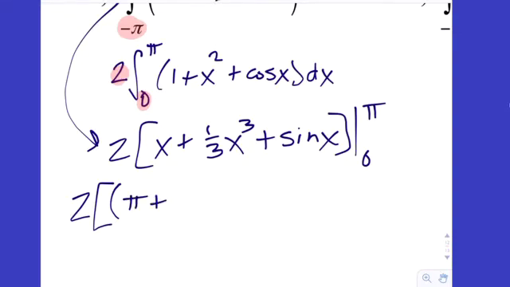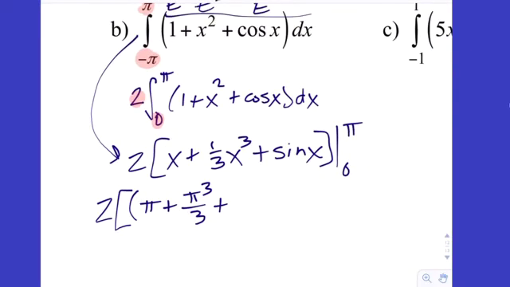I got pi plus pi cubed thirds plus sine of pi. I can put sine of pi down, or I can put what sine of pi is equal to, which is what? 0. Yeah, plus 0. Minus. Okay, so here's the whole reason I did this. Is it going to be easier to plug in a negative pi or a 0? Well, let's try 0. You get 0 plus sine of 0, which is 0. Oh, yeah. I'll take 0 any day over negative pi.